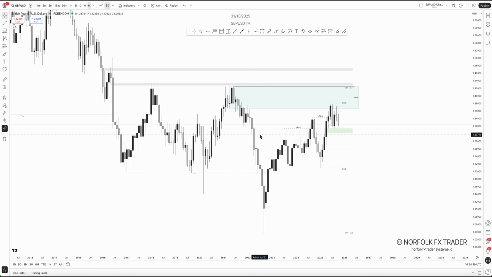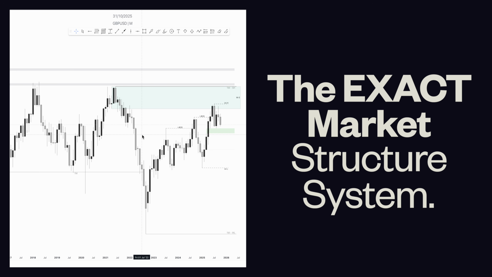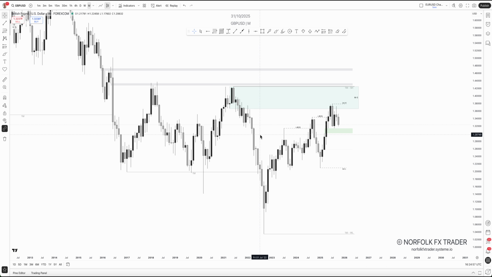If you're still guessing at market direction, you are trading without an edge. The only thing that matters is seeing the exact market structure logic across all timeframes for 100% fix. Let me prove this right now.